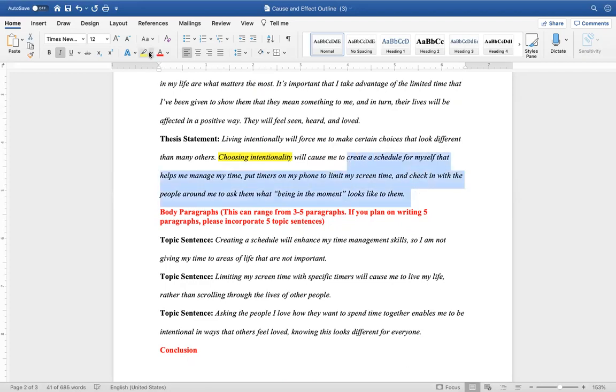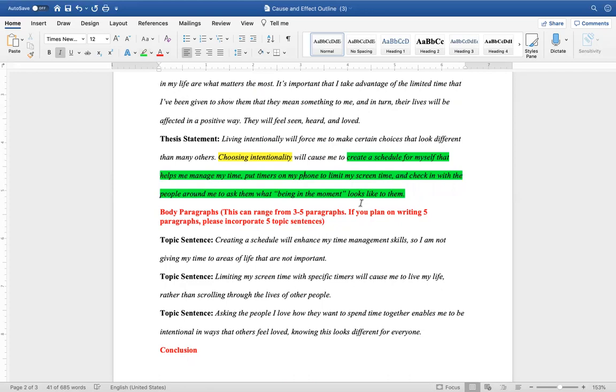three causes. Now, you might have four, you might have five. Any more than five, you're probably stretching yourself too thin and you're not going to be able to unpack those ideas as intentionally as you want to, and as developed as you want to.